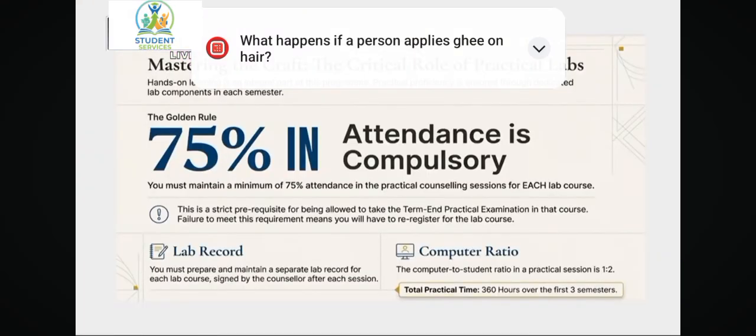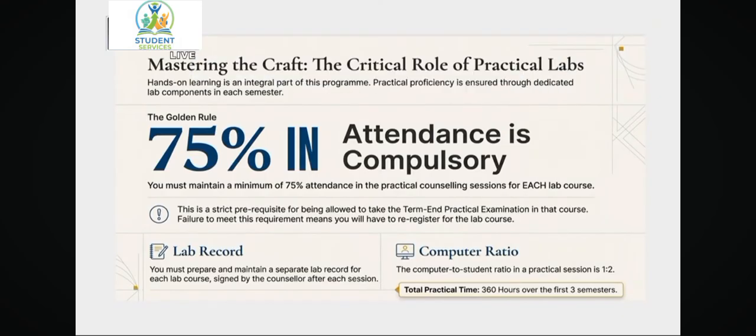Okay. During continuous evaluation, what I understand is the student has to maintain the lab record for each and every single lab. And basically, the computer ratio we have provided at these learner support centers is 1:2. And the total practical hours they are going to complete is 360 hours. Right. So if you talk about different resources, what are the different resources exactly we provide?